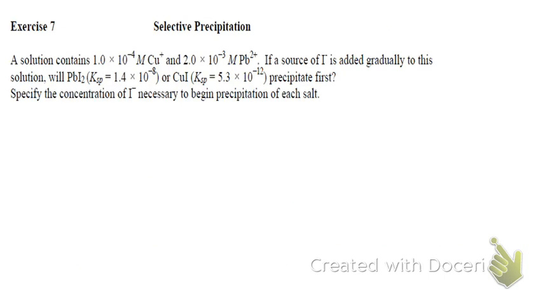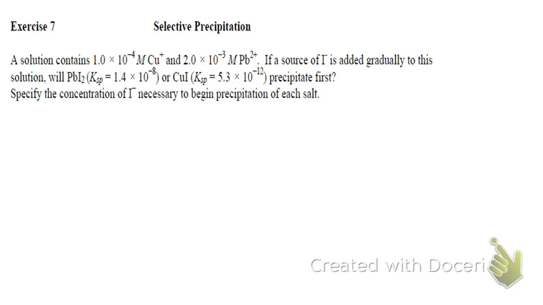So here is selective precipitation. Now, they wouldn't give you one with all of those in there. They're going to give you like two and have you compare. So this solution contains some copper and some lead ions, and it gives you the concentration. And it says if a source of iodide is gradually added to the solution, and it gives you the two KSP values, which would precipitate first? And then it says specify the concentration of iodide necessary to precipitate each one of the salts.